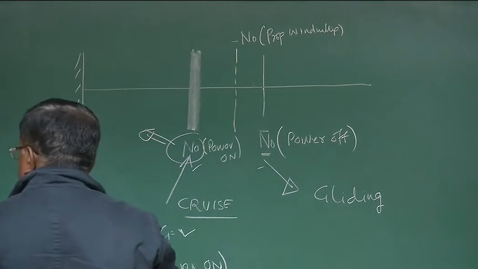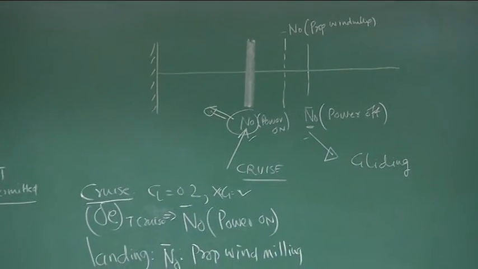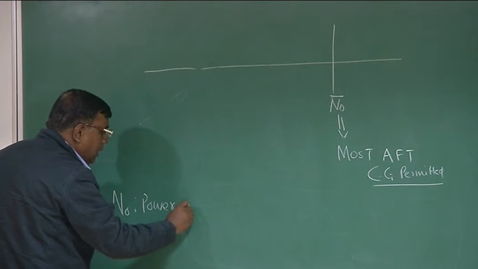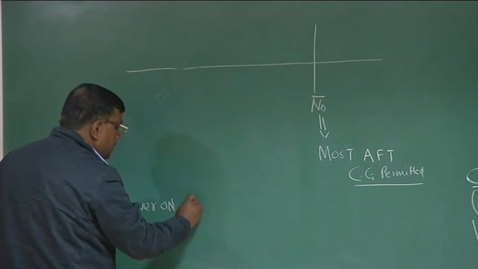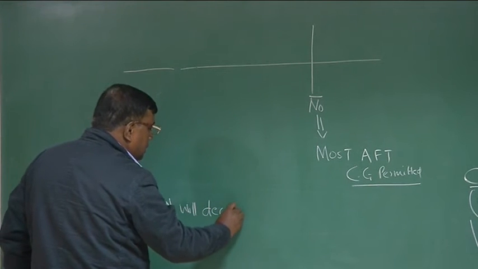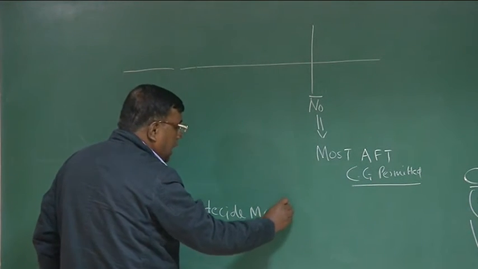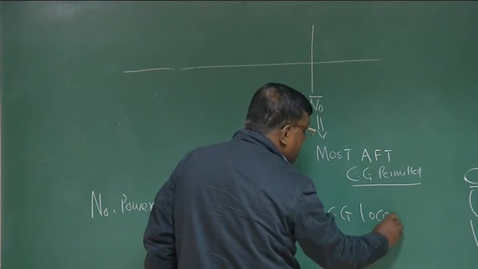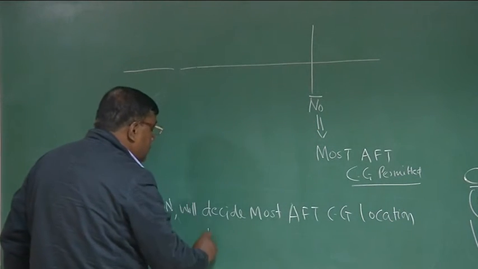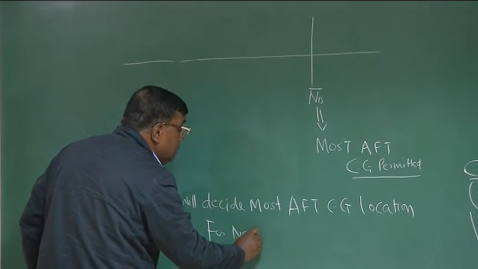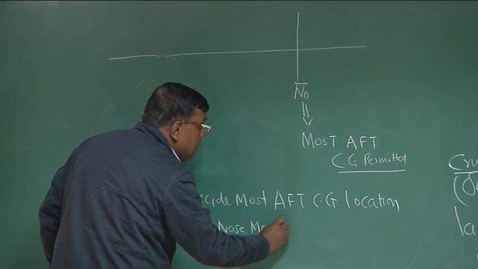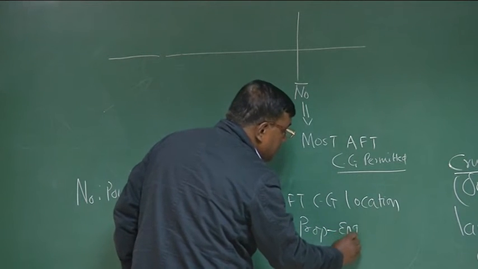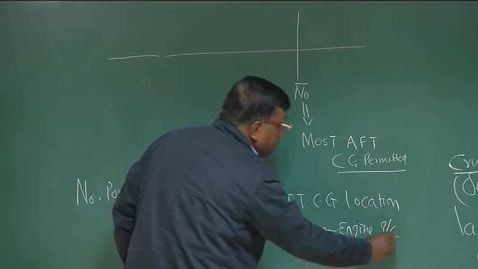So this should be very, very clear that N naught power on will decide most aft CG location for nose mounted propeller engine aircraft. This should be very, very clear.